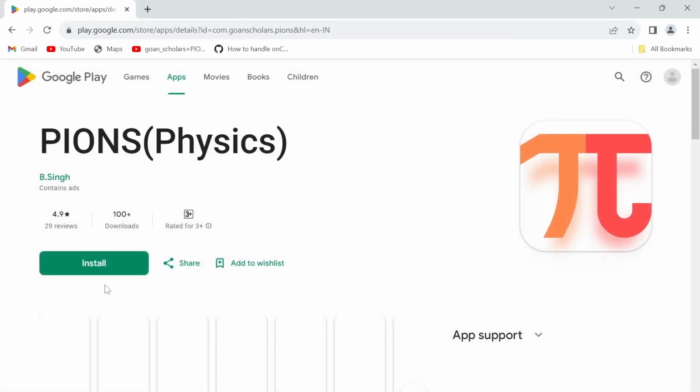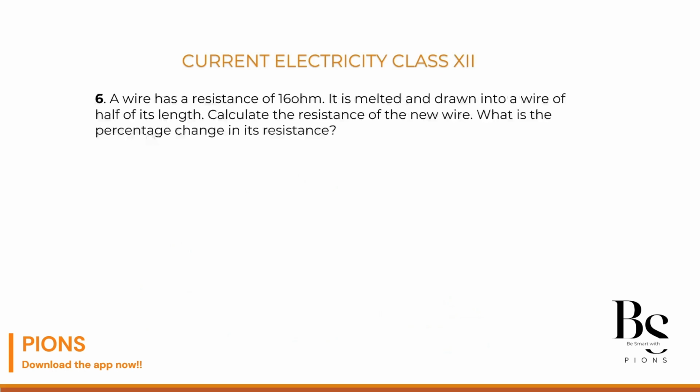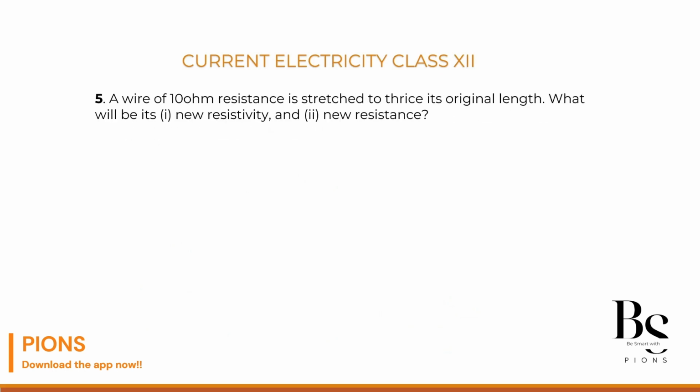Download the app now. Question number 5 says a wire of 10 ohm resistance. So R is equal to 10 ohm. Let's write here 10 ohm. Is stretched to thrice of its original length. Be very careful. It is stretched to thrice of its original length. So let's say its original length is L. So what will be its new length? Its new length will be L dash, which will be 3 times the original length, right?